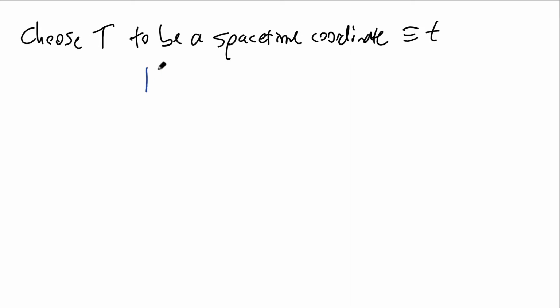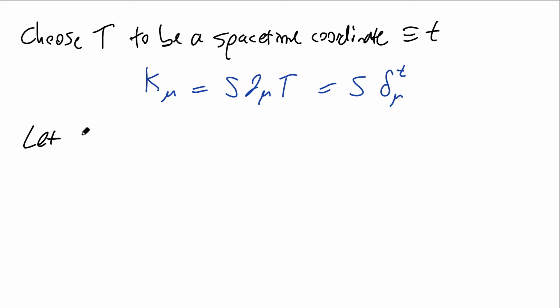Now, an immediate consequence of this choice is that the Killing vector field, which could be written as S partial mu T, this partial mu T is the derivative with respect to the space-time coordinates of the scalar field capital T, so that's just delta mu T. So we see that K with a lower index has only one component non-zero, the first component, the T component. So T is one of our space-time coordinates. Let's let xi denote the other space-time coordinates. We'll call these the spatial coordinates.